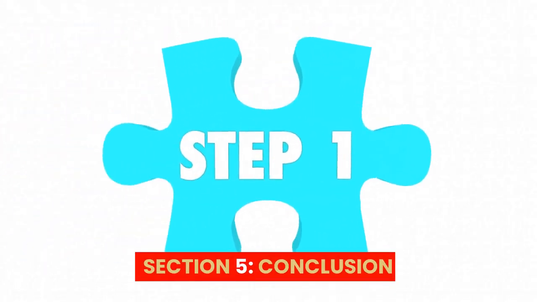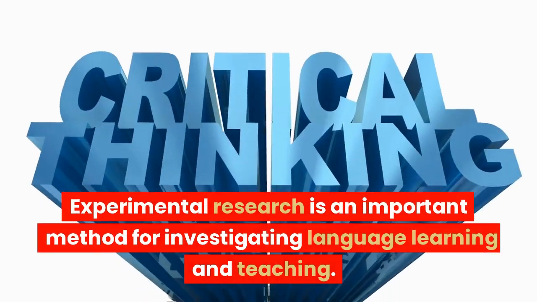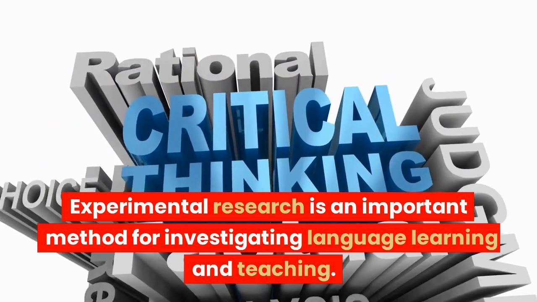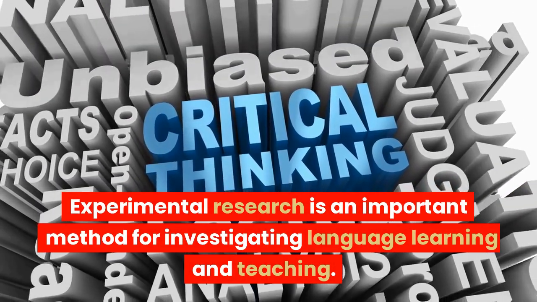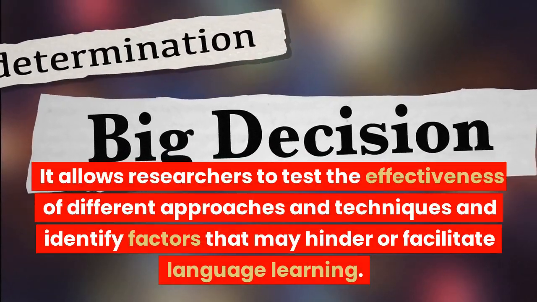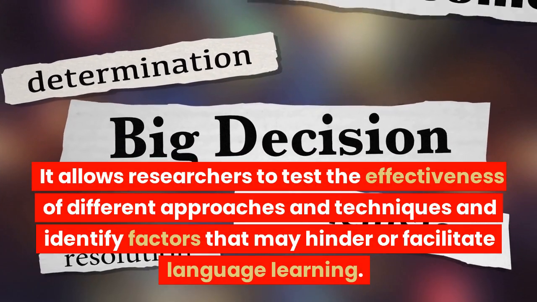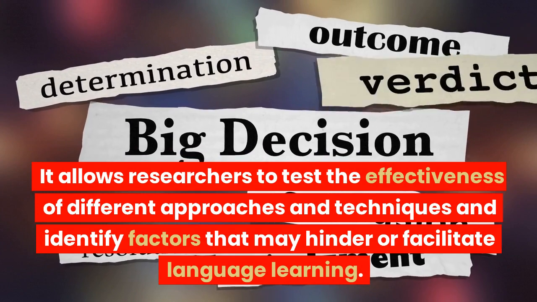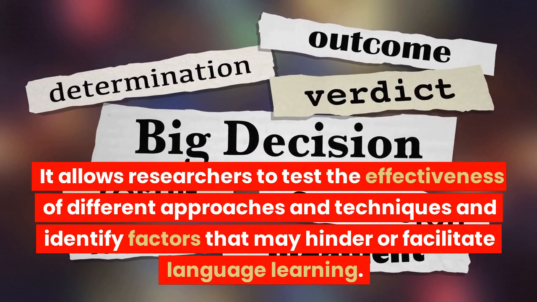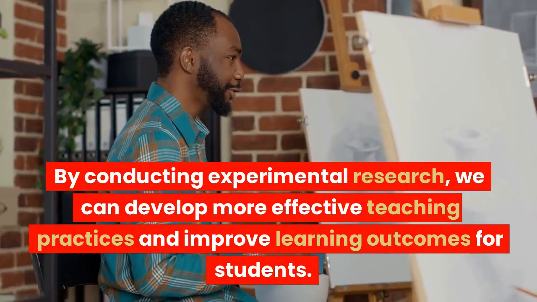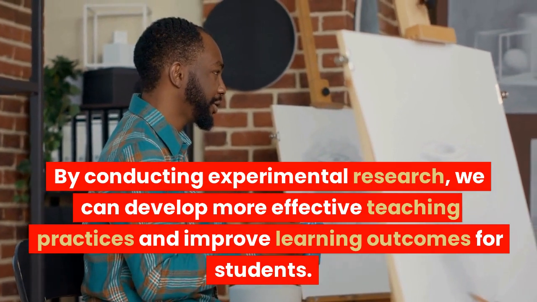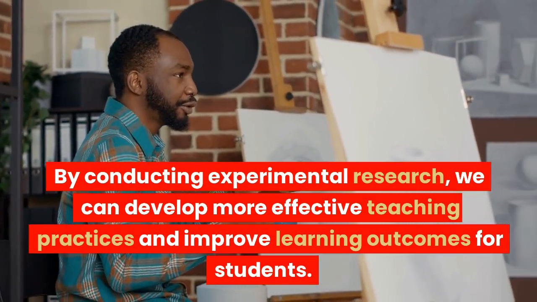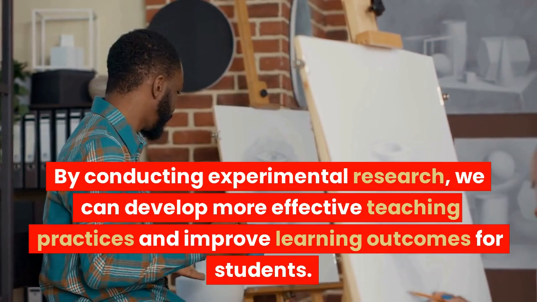Section 5. Conclusion. Experimental research is an important method for investigating language learning and teaching. It allows researchers to test the effectiveness of different approaches and techniques and identify factors that may hinder or facilitate language learning. By conducting experimental research, we can develop more effective teaching practices and improve learning outcomes for students.